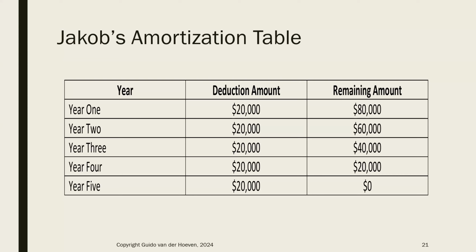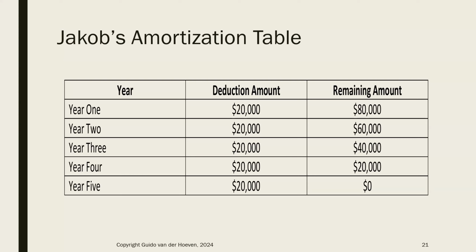You can't go in, and once you've made the election to amortize, you're going to have to recover that cost over the 5-year period at $20,000 a year. You can't just change in year 3, for example, and write off the remaining 40,000.